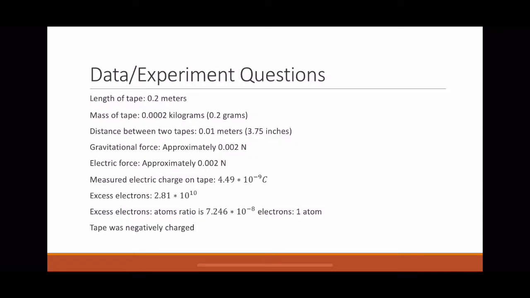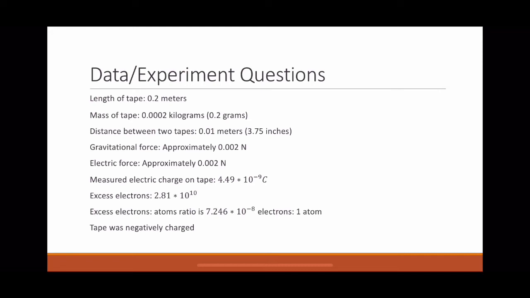Here's my data that I found for the experiment. Since I knew that the electric force and gravitational force were equal, I was able to calculate the charge on the tape. I measured the distance between the two tapes, which is approximately 0.01 meters. I used that in other calculations as well. The ratio between excess electrons to atoms in the tape was 7.246 times 10 to the negative 8th electrons per one atom. And I found that the tape was negatively charged.